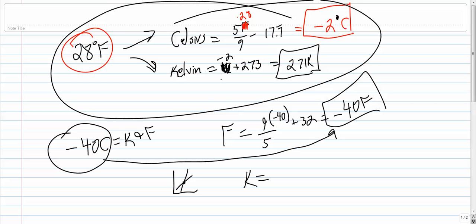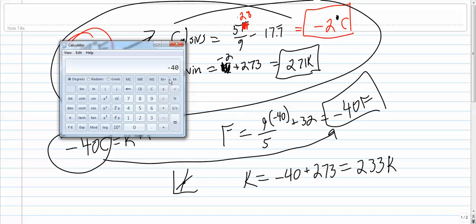And anyway, the last one, Kelvin. Kelvin is C plus 273, so negative 40 plus 273. I know you guys are doing this in your heads because you have young brains, but I guess I can do it too. 270, 60, 50, 40, 30. So this is 233 Kelvin? And since I'm paranoid, I'm going to get out my calculator and do it. 273 minus 40, 233, yeah.